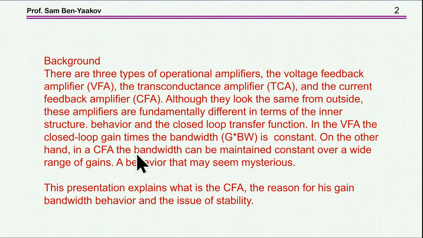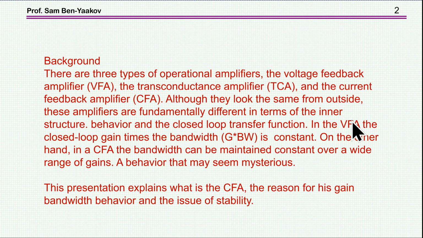So let me say a few words about the background. There are actually three types of operational amplifier: the voltage feedback amplifier, VFA, the transconductance amplifier, TCA, and the current feedback amplifier that we are going to talk about, the CFA. Although they look sort of similar from the outside, these amplifiers are fundamentally different in terms of inner structure, behavior, and closed-loop transfer function.